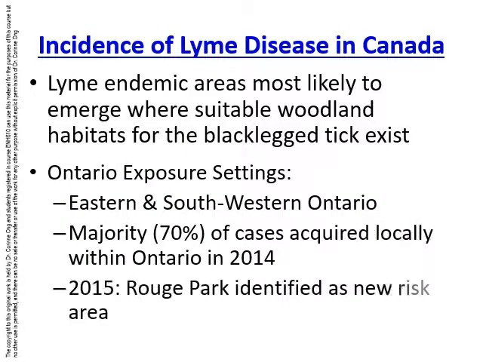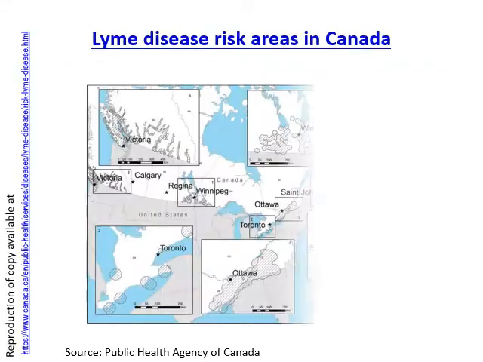Suitable woodland habitats for black-legged ticks are emerging. In 2015, Rouge Park, on the eastern fringe of the GTA, between Toronto and Pickering, was identified as a new risk area. Eastern and southwestern Ontario are particular hotspots for Lyme disease-carrying ticks. The majority of cases have been acquired locally in Ontario.